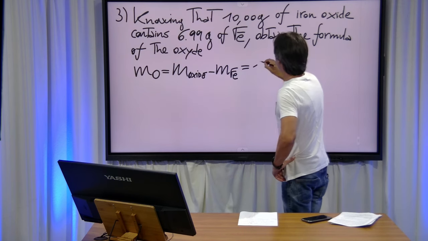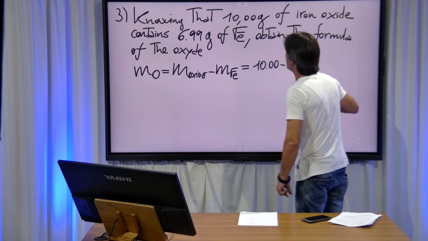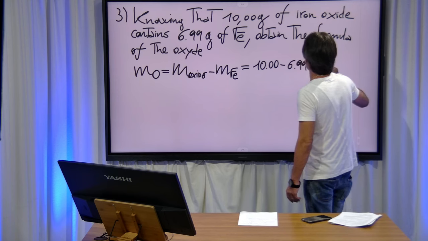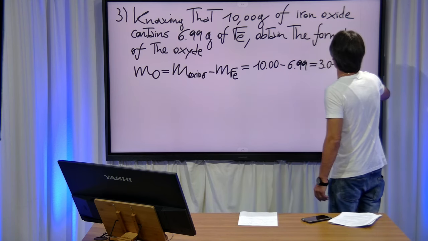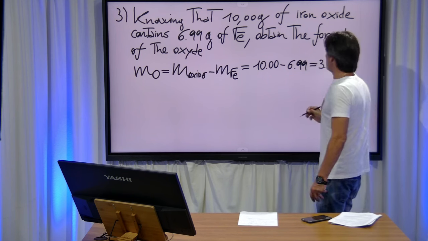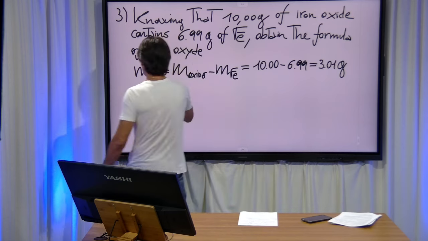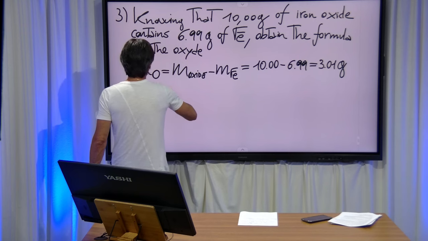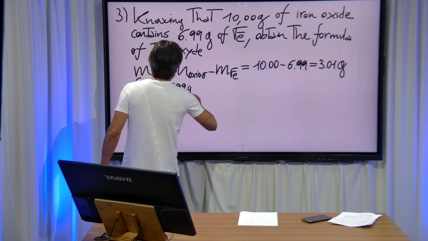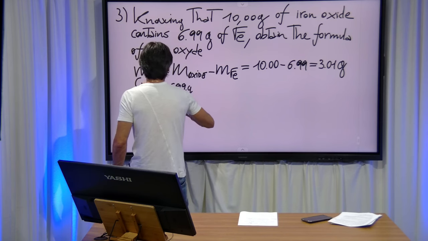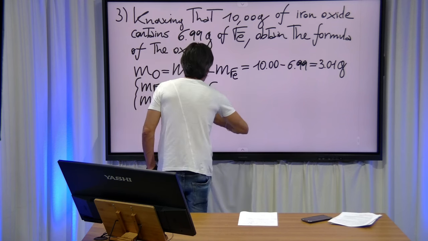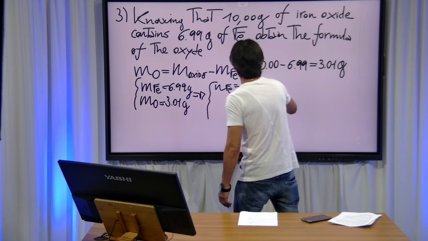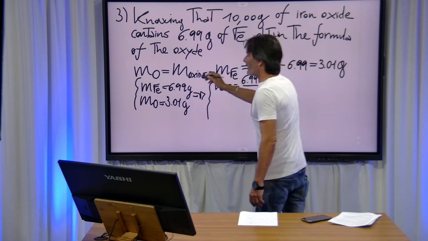And so I obtain 10 minus 6.99 equals 3.01 grams. Now I can start my calculation because I have mass of iron 6.99 grams, mass of oxygen equals 3.01 grams, and so I can obtain the moles, dividing this mass by the molar mass of the elements.